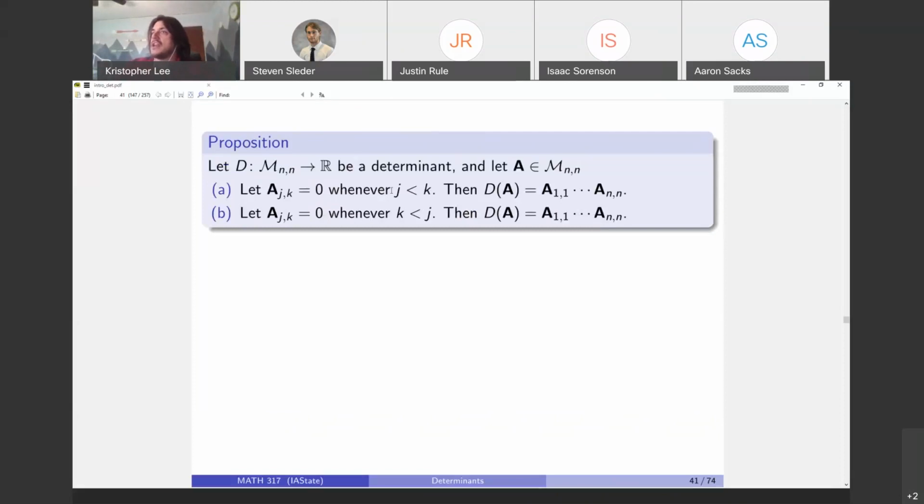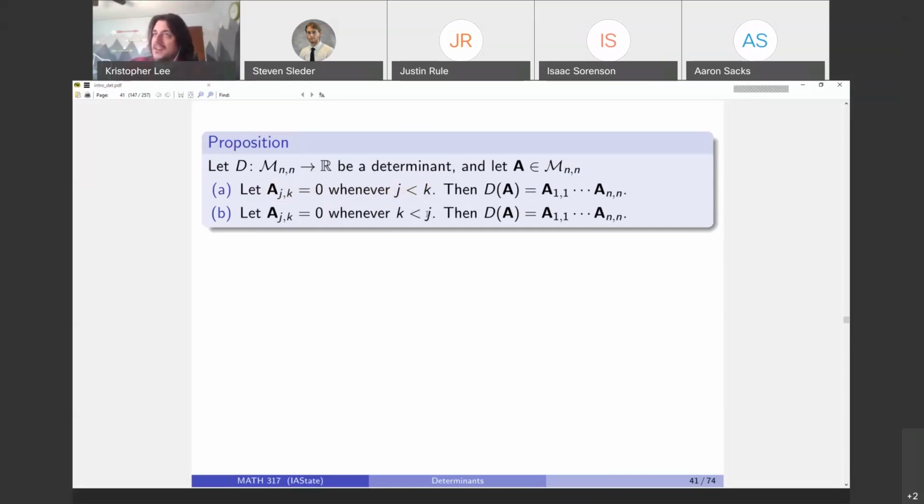So let's say you've got a matrix with the following property. A sub jk is 0 whenever j is less than k. In other words, whenever the row you're in is less than the column you're in, the entry equals 0. Let's say we're in row 2, column 1, we must equal 0. The other way around, sorry. Whenever we're in row 1 and column 2, we must equal 0. So matrices that satisfy this are called upper triangular.